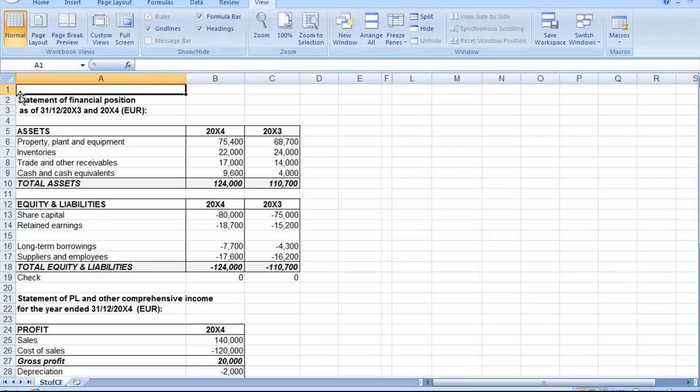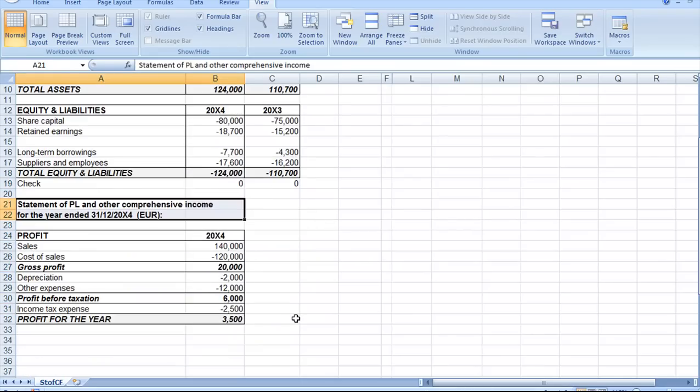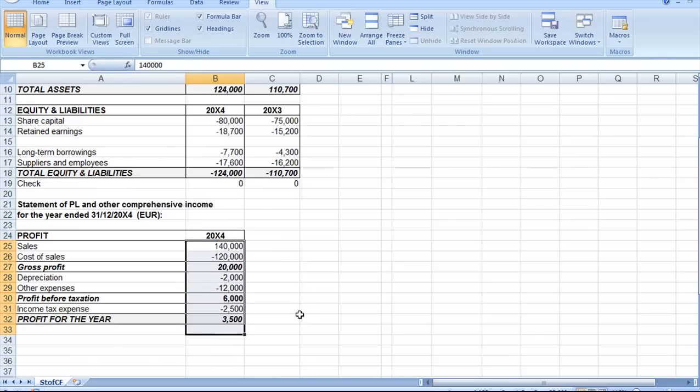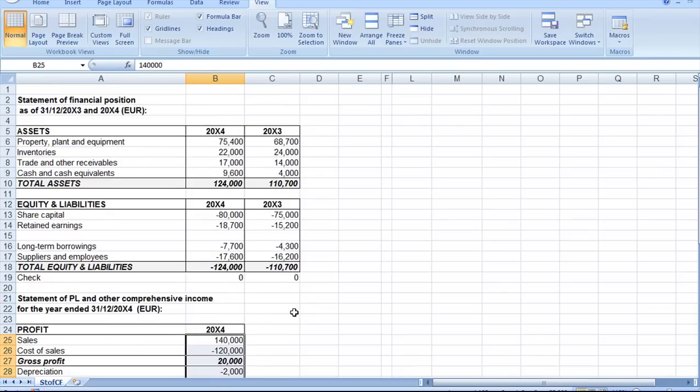So all you need to get started is your balance sheet or the statement of financial position at the reporting date and at the end of the previous reporting period. So in this case, 20X4 and 20X3. And you also need your income statement or the statement of total comprehensive income for your reporting period. So for the year 20X4 in this case. Then you would need a couple more pieces of information for your adjustments, but we'll mention that later.